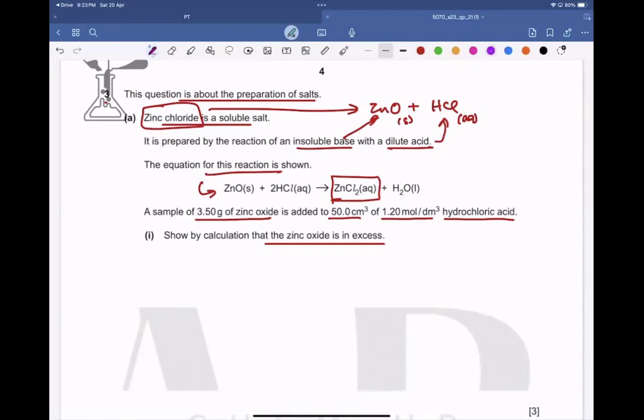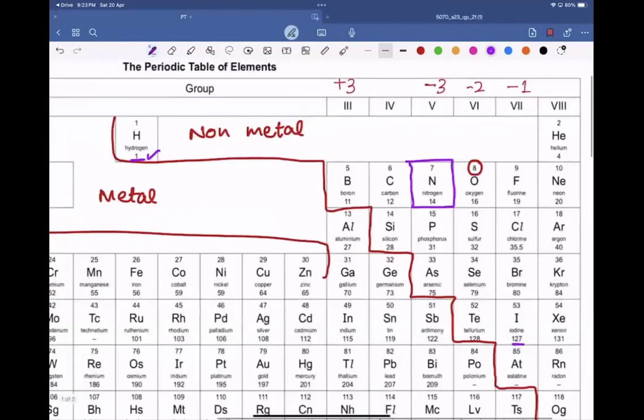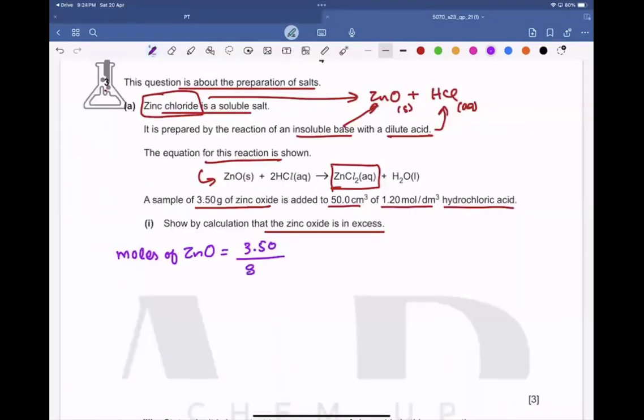As I have told you, for limiting reactant or excess questions, you are provided with the amounts of both the reactants. So first you need to convert these amounts. I am given the mass of zinc oxide and I have to find the moles of zinc oxide. For moles, I use the formula mass upon Mr. So 3.5 is the mass. What is the Mr of zinc oxide? Oxygen is 16 and zinc is 65, so 65 and 16 is 81, right? So 3.50 divided by 81. Can anyone tell me the answer, please?